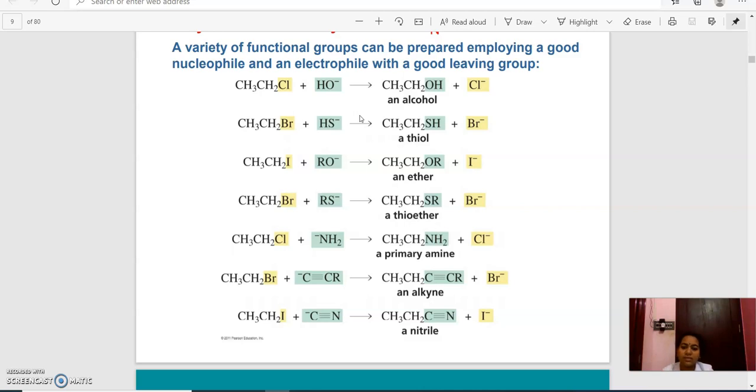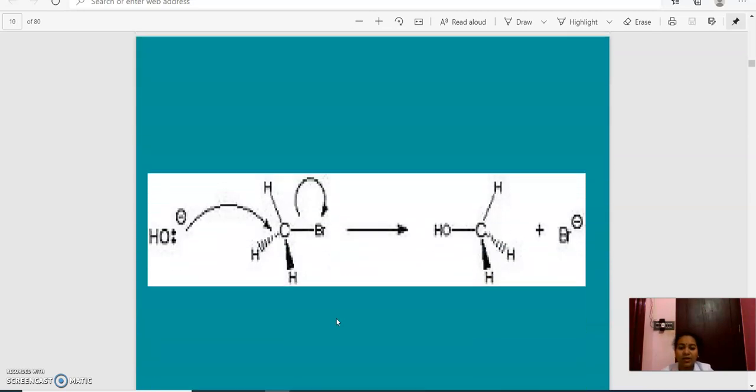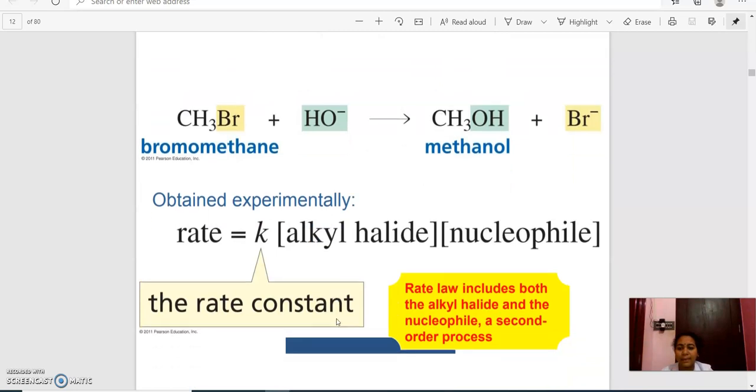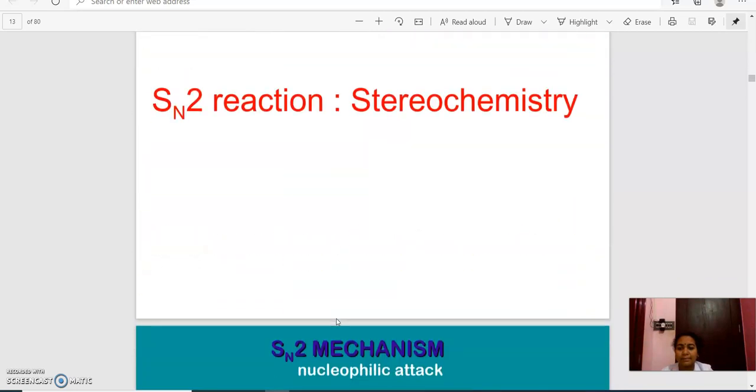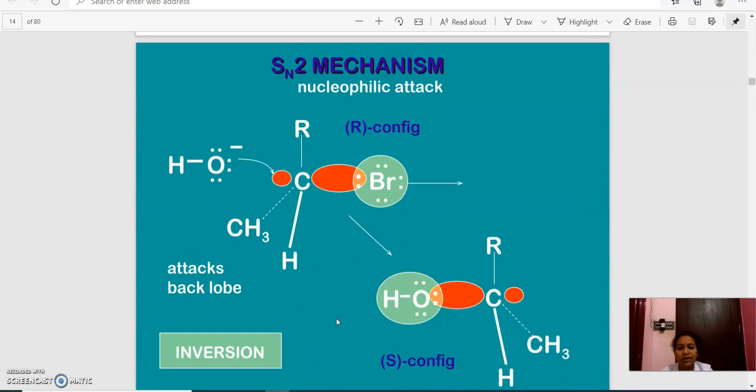Like here you can see some more examples. We discussed the stereo and the mechanism, and we'll check the stereochemistry. So we said the nucleophile is attacking from the back side. It cannot attack from the front side in the SN2 reaction because there is already a halogen group, isn't it?